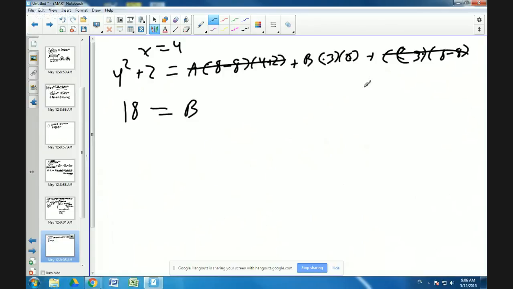by 18. That's a 6. You can't see it. So effectively, b equals 1.